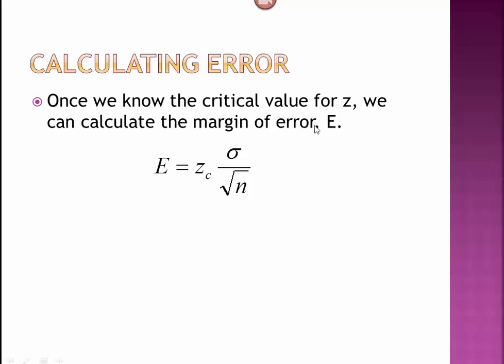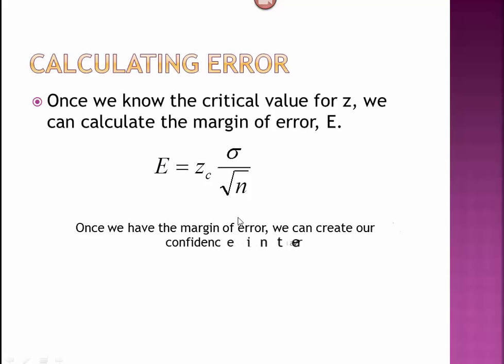Once we know the critical value for z, which is tied directly to the level of confidence I pick, we can calculate the margin of error, E. And simply, this is how we do it. We take a given z-value for our level of confidence that we've chosen. We multiply by the standard error, which is sigma divided by the square root of n. Standard error is the error if we take into consideration that we're taking samples from our population. So basically, it's z times the standard deviation over the square root of n.